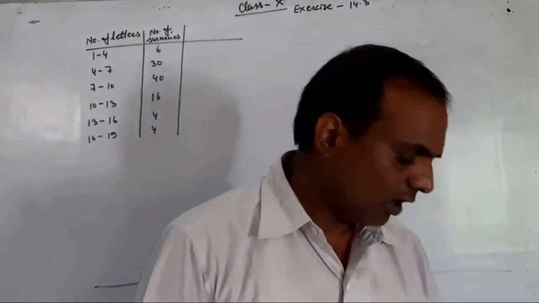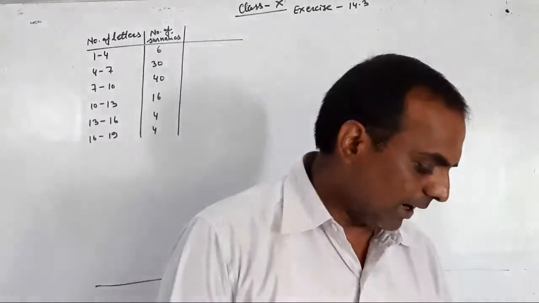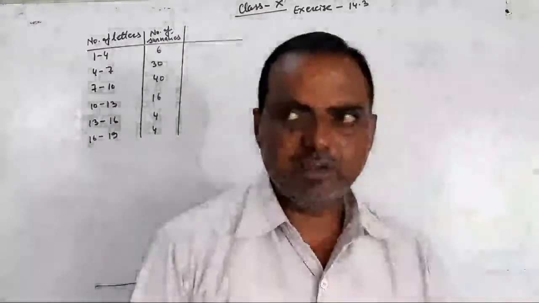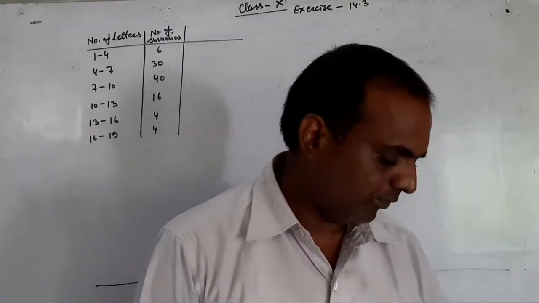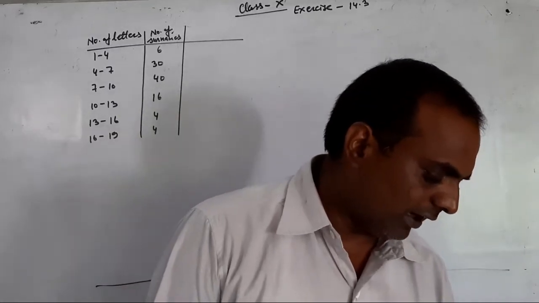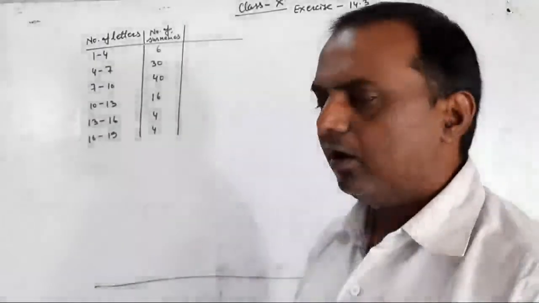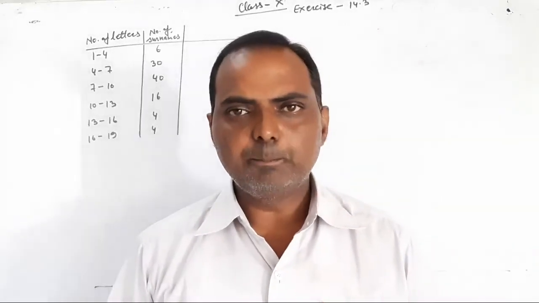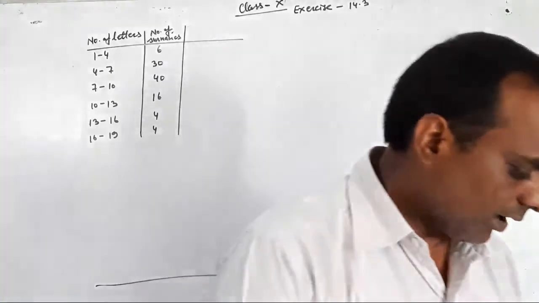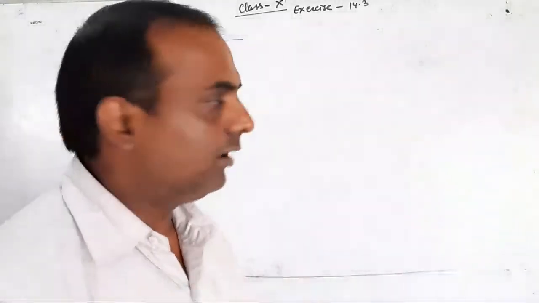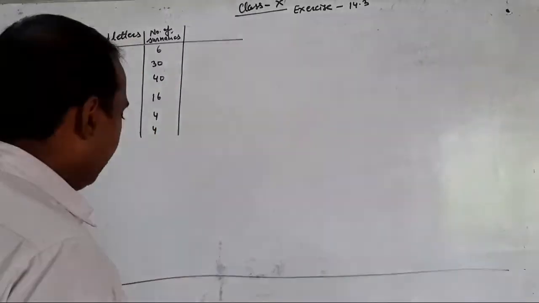Here according to the question we have to determine the median number of letters in surnames, find the mean number of letters in surnames, and also find the modal size of the surnames. It means from this data we have to find median, mean and mode, all three. Let us see. At first we have to find median surname.